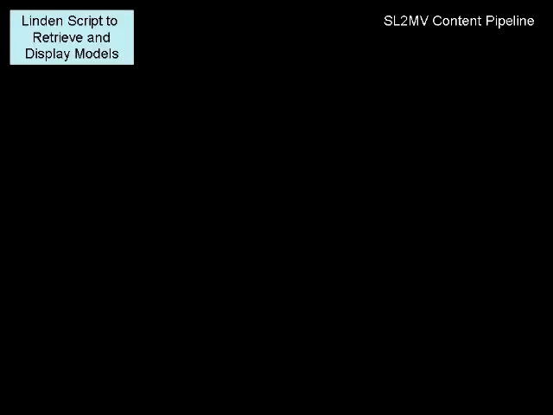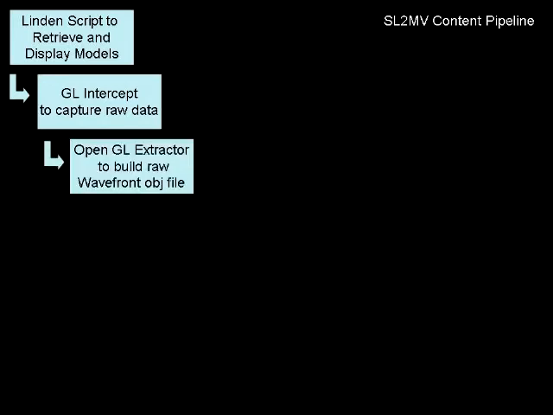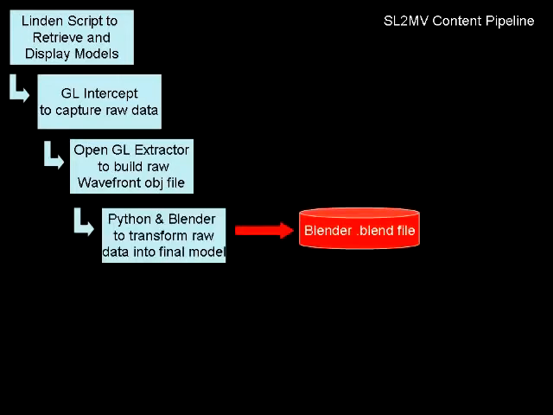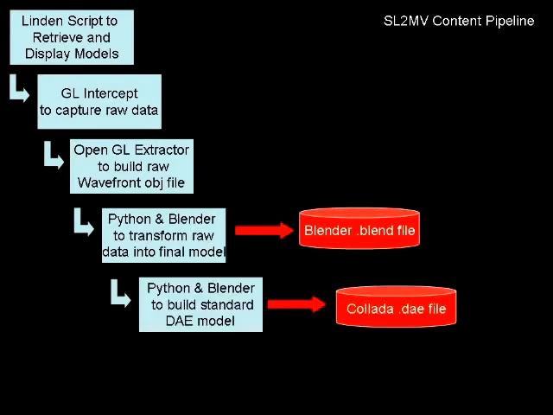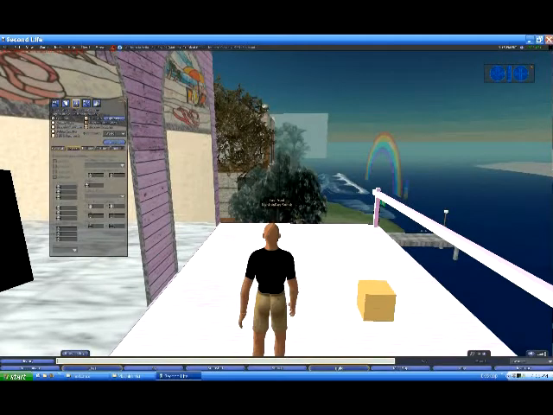So really it starts out with a Linden script that gets the data and displays a model, and then it calls the GL intercept and Ogle program, which I modified. It has a Python Blender script that creates a Blender file and then exports it to Collada, and finally a set of keyboard macros that get into the Multiverse package.